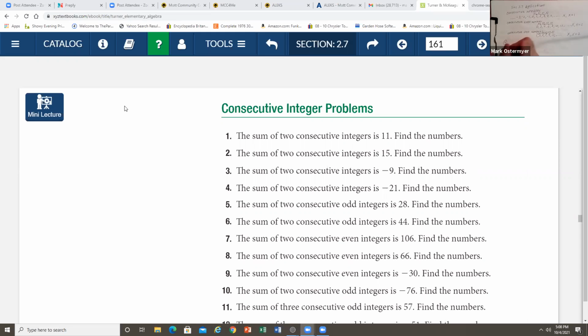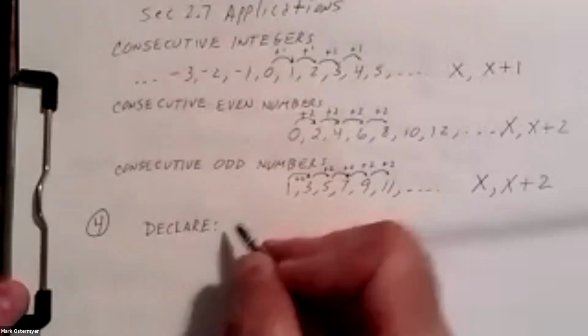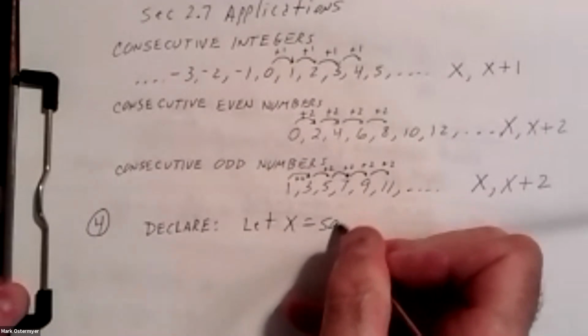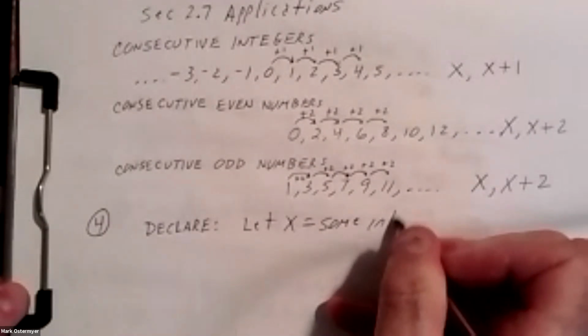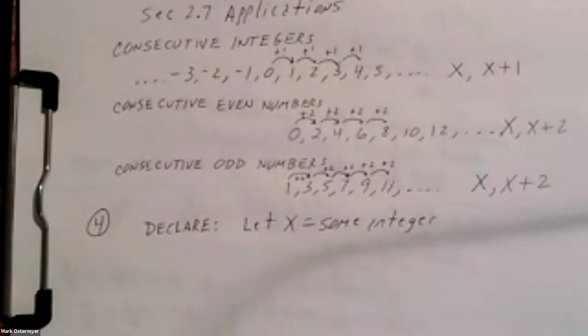So problem number 4. First of all, we're going to declare our unknowns as variable or variable expressions. This is the declaration part of our word problem, an extremely important part of any word problem. First, we're going to let x be equal to some integer. Now, I don't know what x is, but I'm going to find it. X could be 1 or x could be 101. All I know is x is some integer.